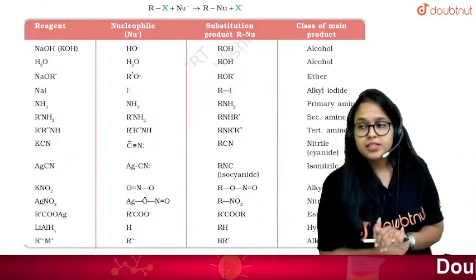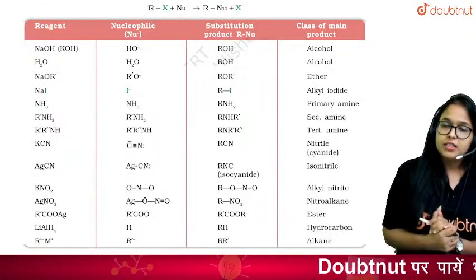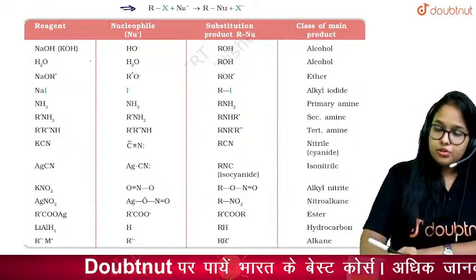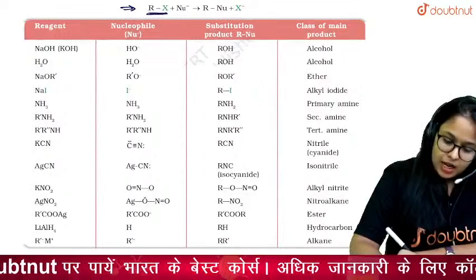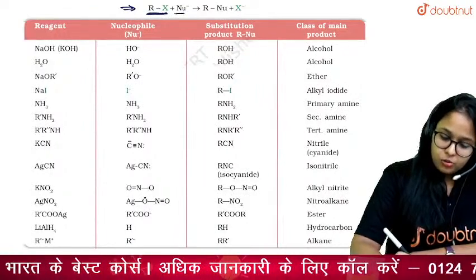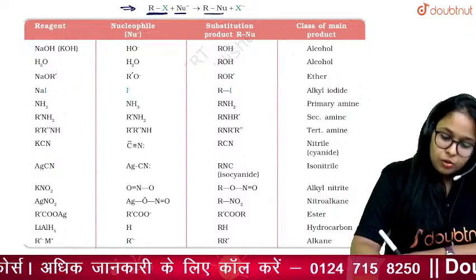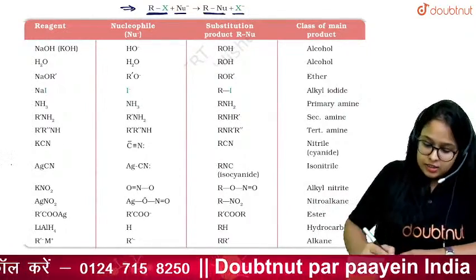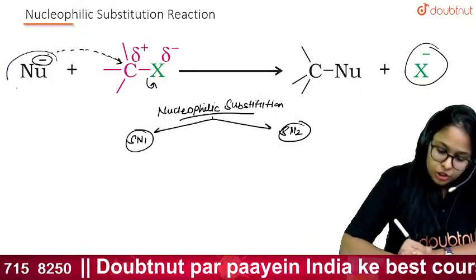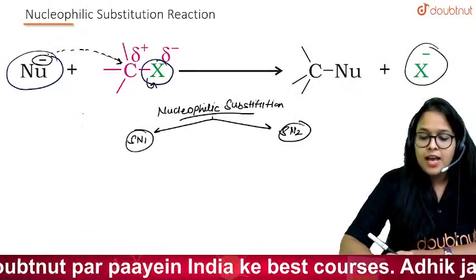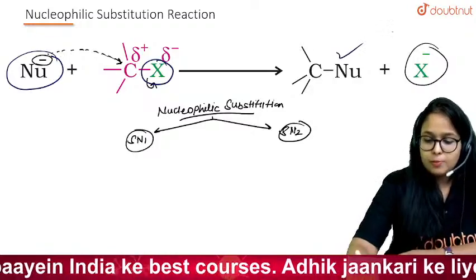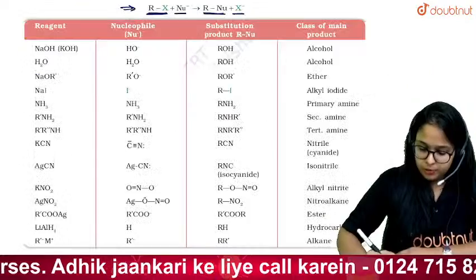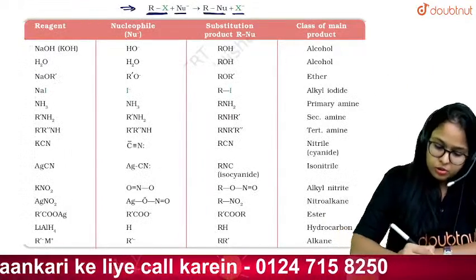So this is the big chart that is given in your NCERT book. This is the general representation of a nucleophilic substitution reaction. That is, the substrate RX, which is electron deficient, is attacked by the nucleophile, a new bond between R and nucleophile is formed, and X minus is released. This is a substitution reaction because the nucleophile has replaced X from your substrate, right? Okay.